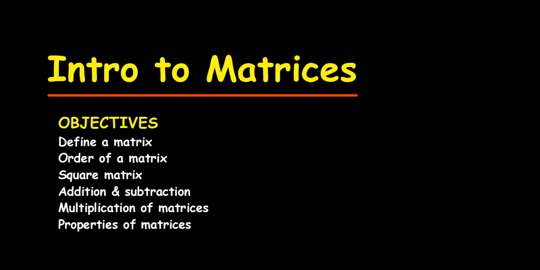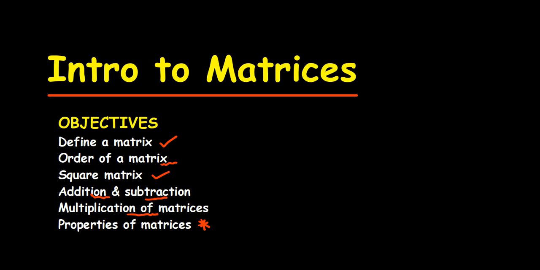We shall look at the definition of what a matrix is. We shall also look at the order, which some literature calls the size of the matrix. We shall look at what a square matrix is. Then, for the sake of your revision, we shall look at the addition and subtraction of matrices, and even some multiplication there. From there, we'll look at some important properties of these matrices.